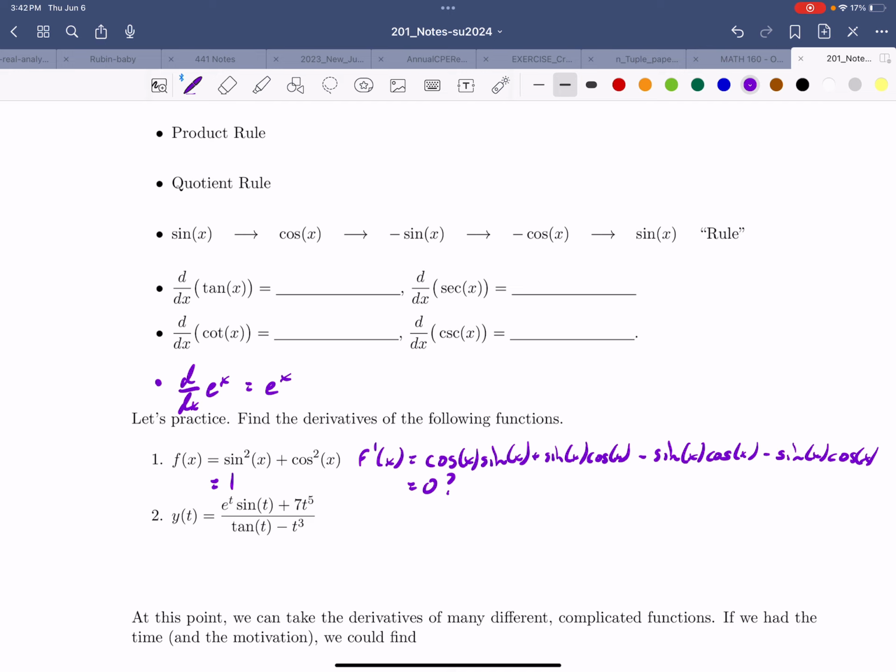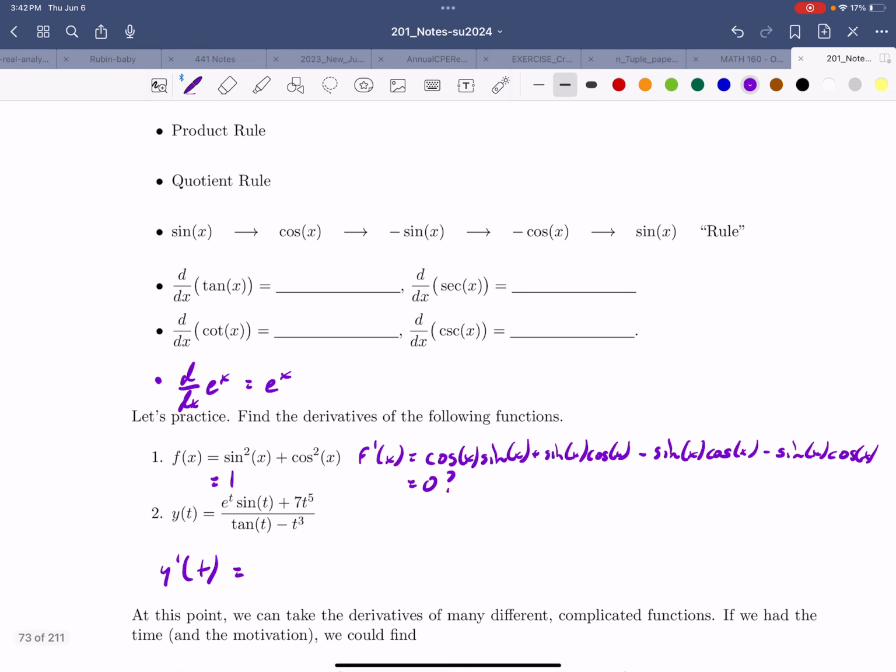All right, now let's take a look at y of t. What's going on over here? This might be a little nastier. y prime of t, well, that's going to equal... We're going to have to use a product rule within a quotient rule, right? Low d high. Now, the d high is going to be a little nasty.